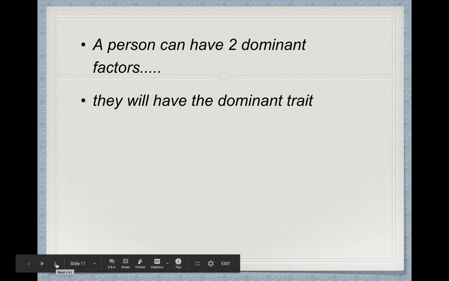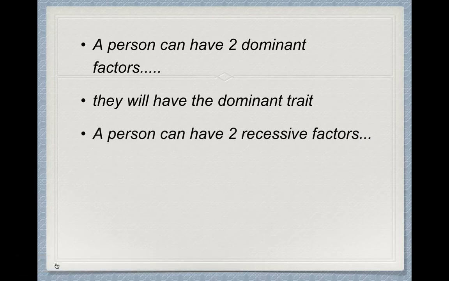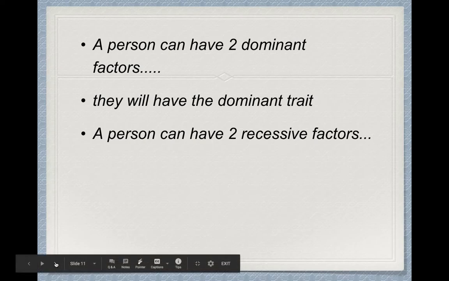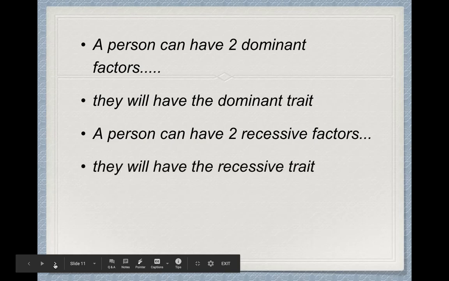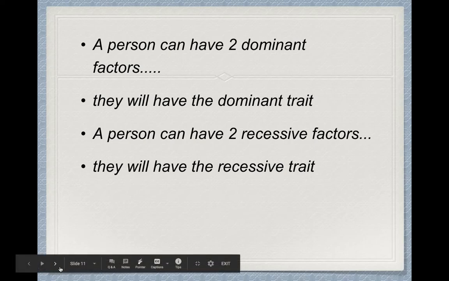Another possible combination is that a person could have two recessive factors. If a person or an organism has two recessive factors, they're going to have the recessive trait. That's the trait that we're going to see when we look at them. That's the only possibility they can have. They only have recessive factors, so that is the factor that's going to show up.